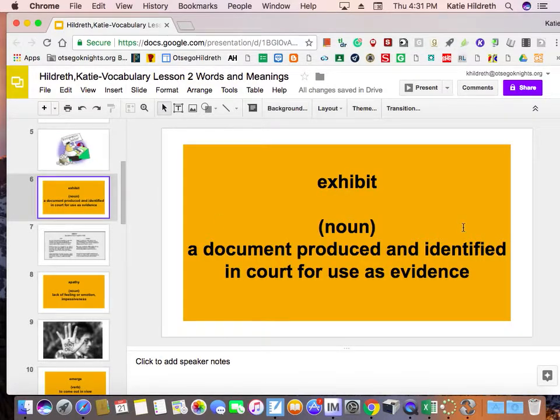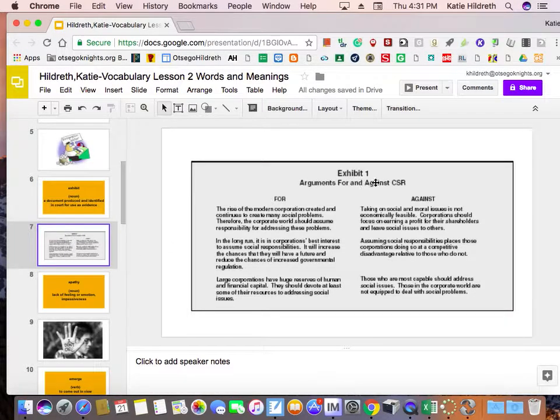Our next word is exhibit. An exhibit is a noun. Okay, nouns are people, places, things, or ideas. And in this case, an exhibit can have multiple or different meanings, but the word means a document produced and identified in court for use as evidence. So, in my picture, I have Exhibit 1, arguments for and against CSR.